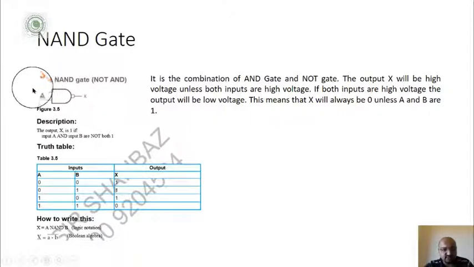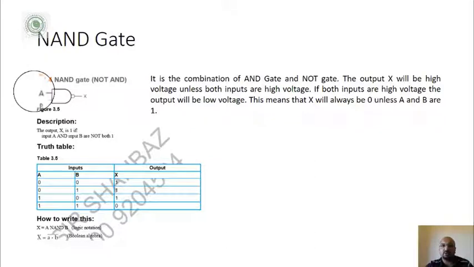Coming to the third point, that is high and low. When A is high voltage, B is low voltage, again the same thing: this input is high voltage, and here it is low voltage. So high into low in the AND gate is again low voltage, but in the NOT gate low voltage is converted into high voltage.